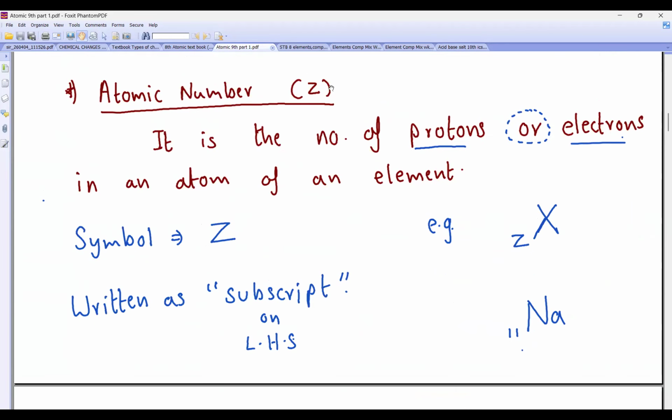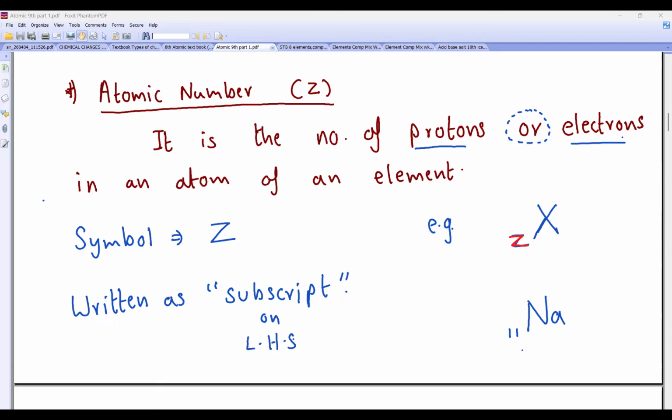Listen first. Atomic number, what is the symbol for this? Z. It is the number of protons in an atom of an element. What is the symbol for this? Z. How is it written? Subscript. On which side? Left. Suppose there is an element X. So if its atomic number is what? Z. So this is atomic number.